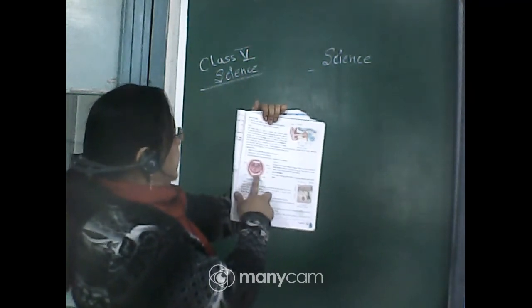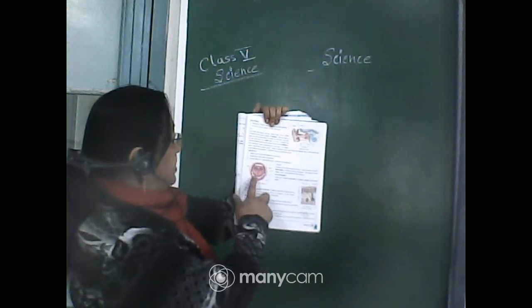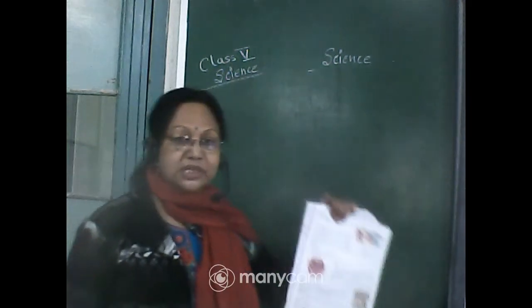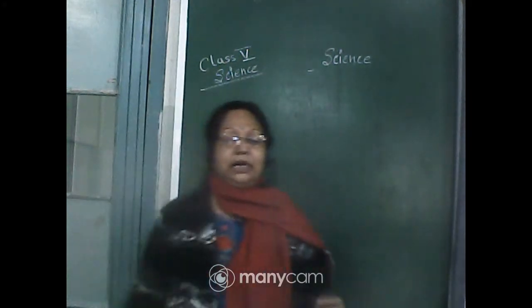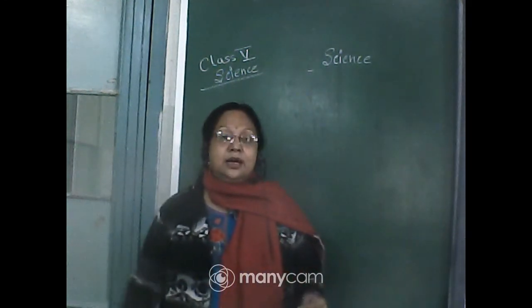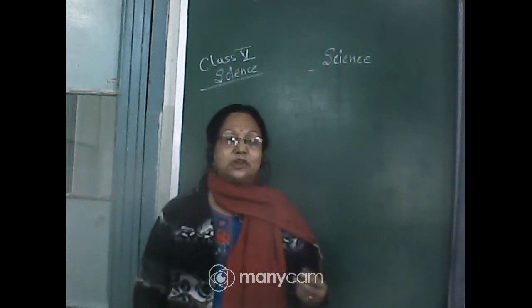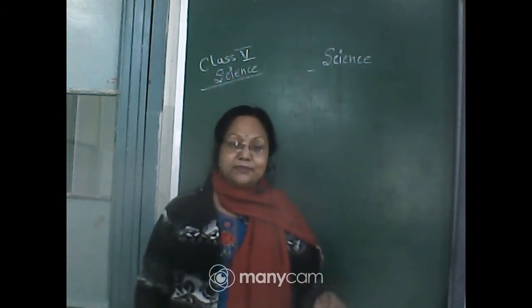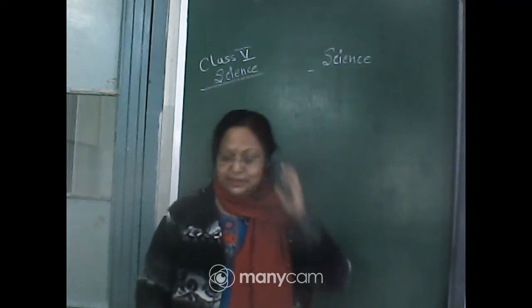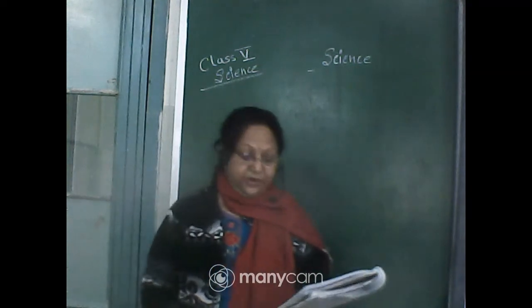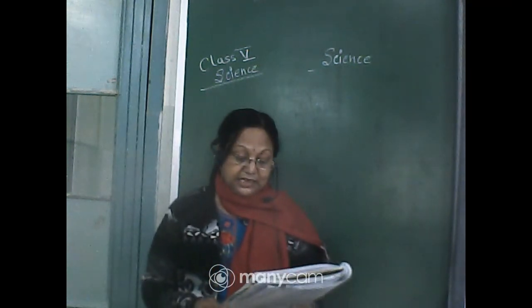These two lower corner sides of the tongue are for the salty, and the front side is for the sweet. So there are the taste buds which take the taste of the thing, and they send the messages to the brain, and again we come to know what kind of taste it is.